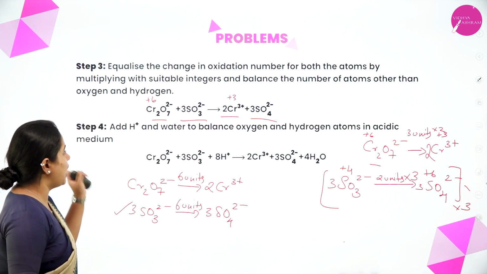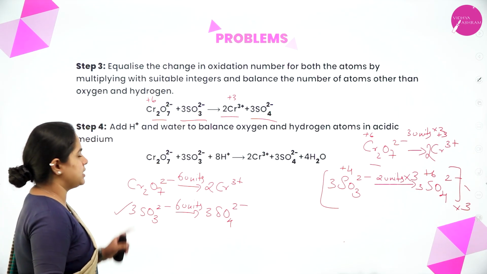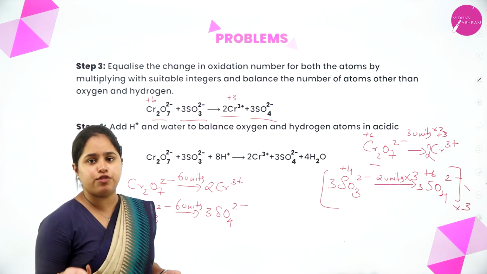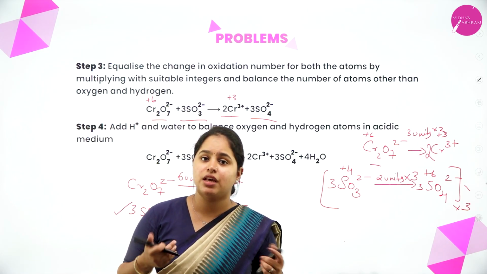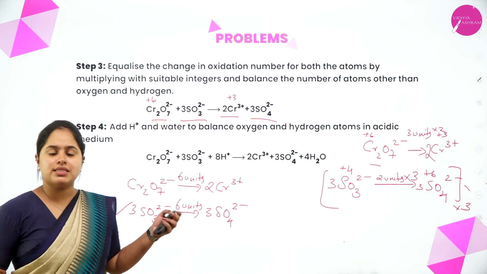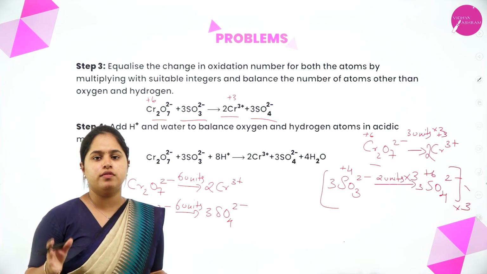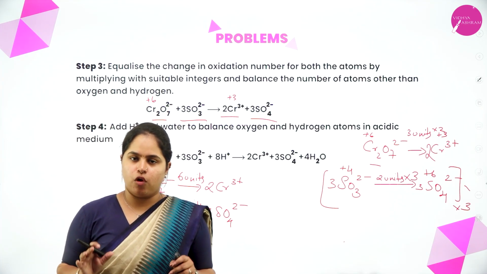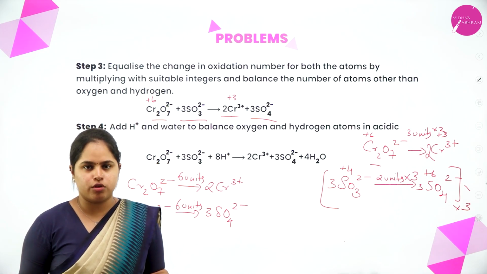Now the last step is to add H plus and water to balance oxygen and hydrogen atoms in acidic medium. So what do we have to do if it is in acidic medium? We have to add water molecules to the side which is deficient in oxygen atoms. So now let's calculate the number of oxygen atoms on either side and find out which has the lesser number of oxygen atoms, and we are going to add the appropriate number of molecules of water.